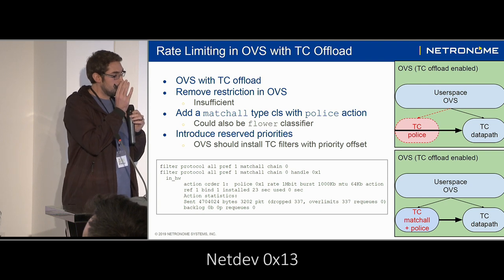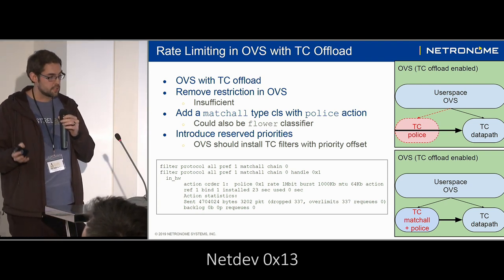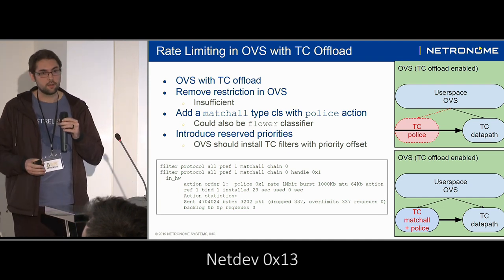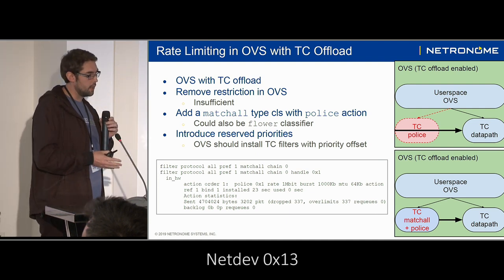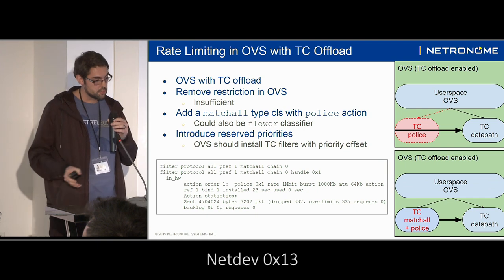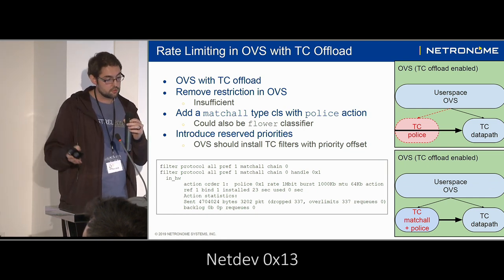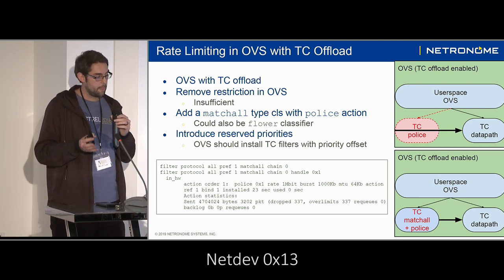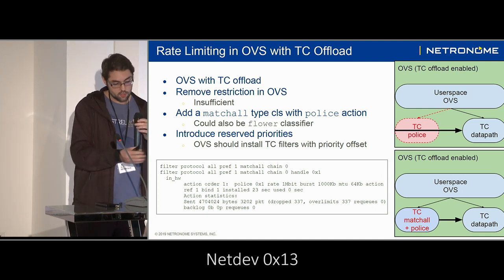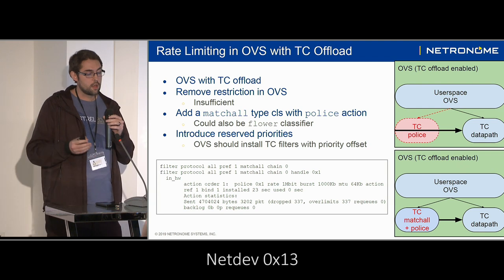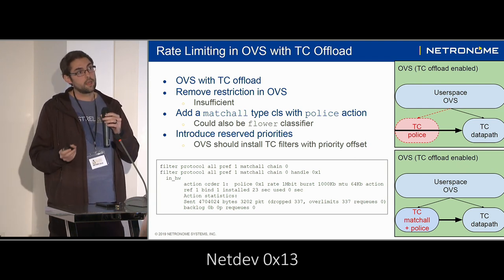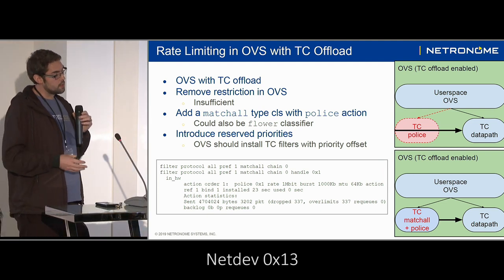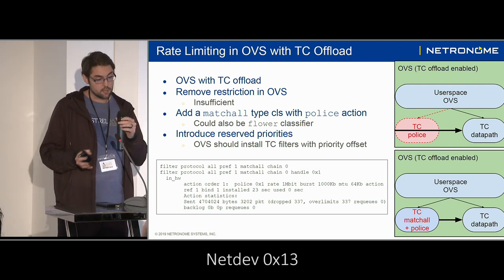If we look at how to fix this, the first thing that you might think is, let's just remove this restriction and allow OVS to install this basic filter, but with TC offloads. Well, that's not sufficient. It's not going to work, mainly because of this ordering issue, this priority issue. We don't know which filter will grab the packet first, and it will actually depend on when you configure your rate limiter. So we do need to introduce priority somehow.